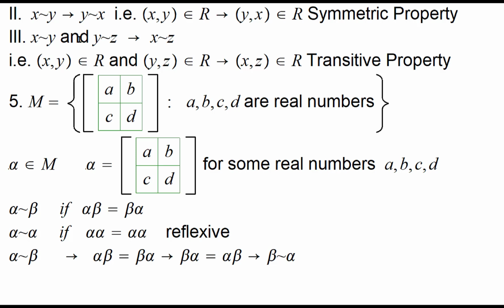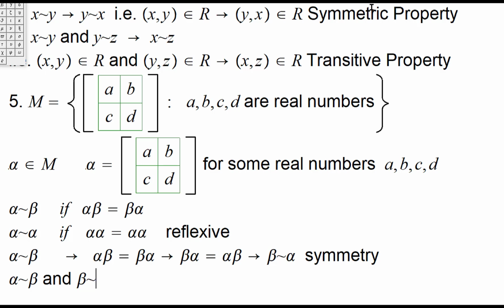Now we have to check for the transitive property, right? So reflexivity and symmetry are working all right. So here we have symmetry. Now let's check the transitive property. That is, if alpha is related to beta, and beta is related to, say, gamma. Let me just bring the symbol down real quick. So here is our gamma.